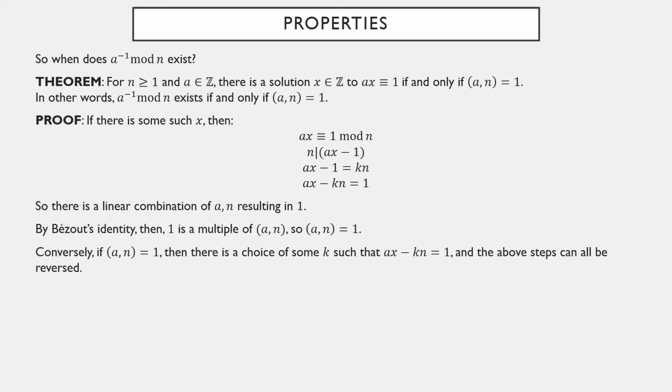Conversely, we can use Bézout's identity in the other way. If a and n are relatively prime, then it is definitely possible to find a linear combination of a and n that produces the GCD, which is 1. And you work backwards and you would get right here.